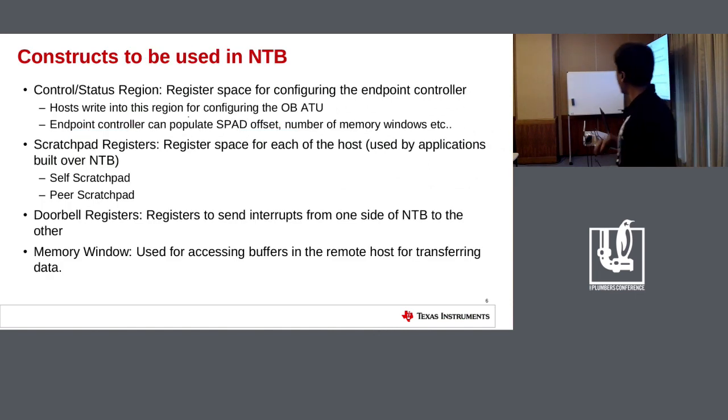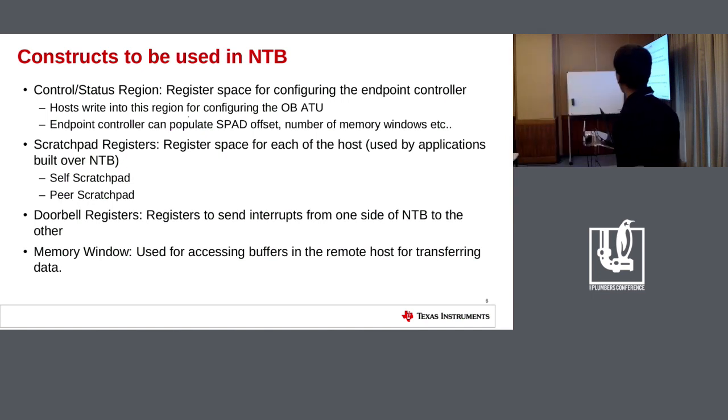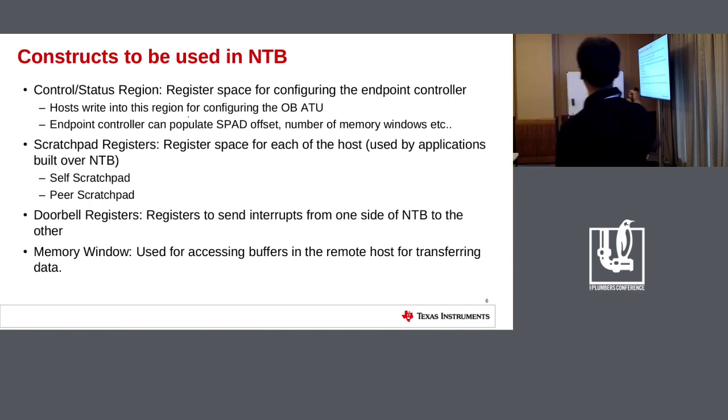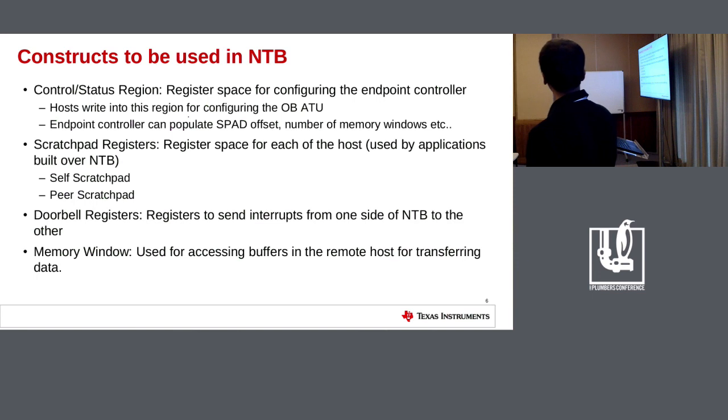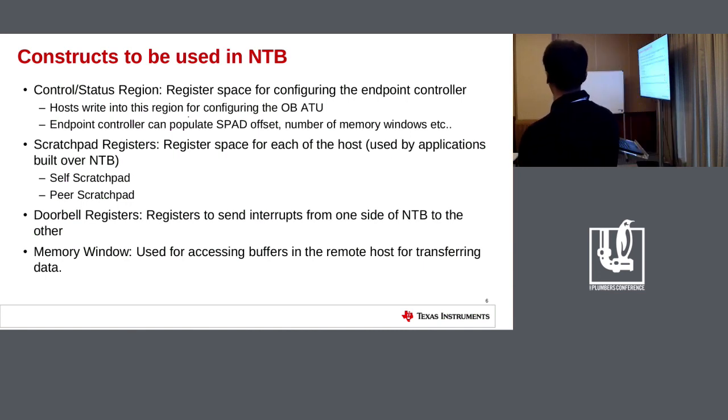So for implementing NTB in a configurable PCI endpoint, all the primary constructs that are used in building an NTB should anyway be used, which are the scratchpad registers, the doorbell registers, and the memory windows. However, we add a new construct, or new region, which is specially required when you want to make a configurable PCI endpoint behave as an NTB.